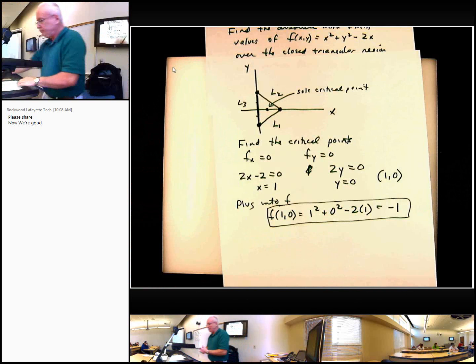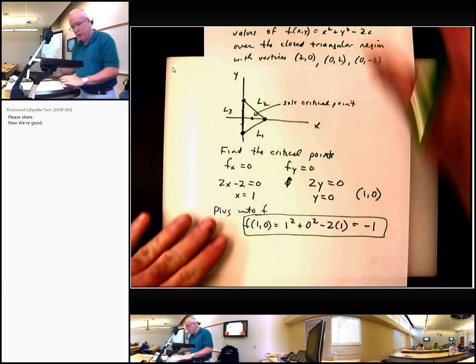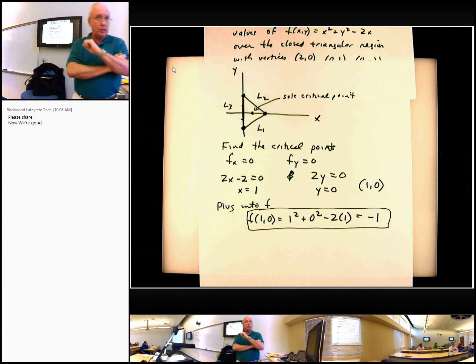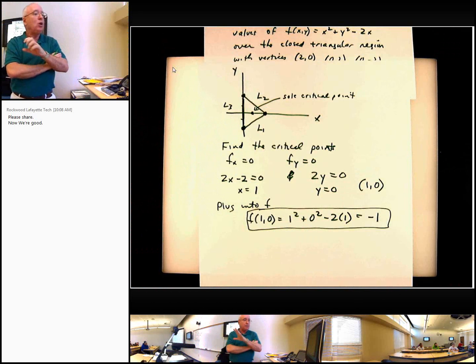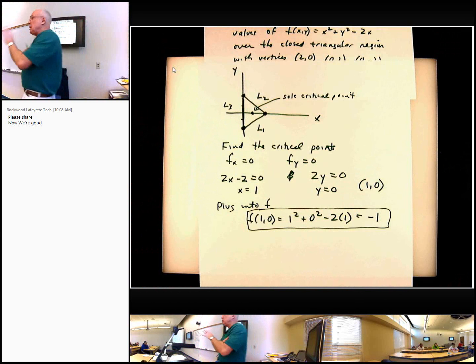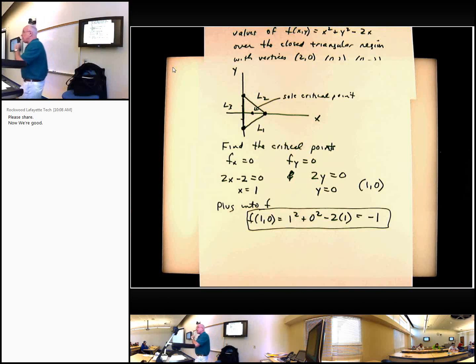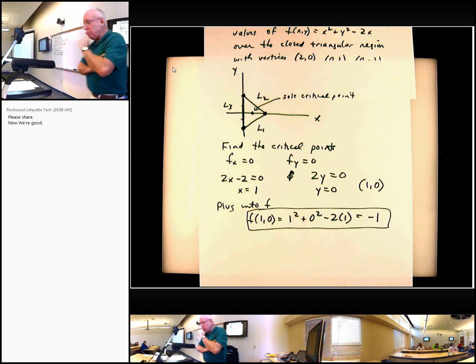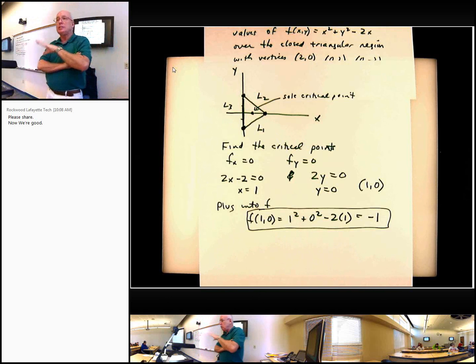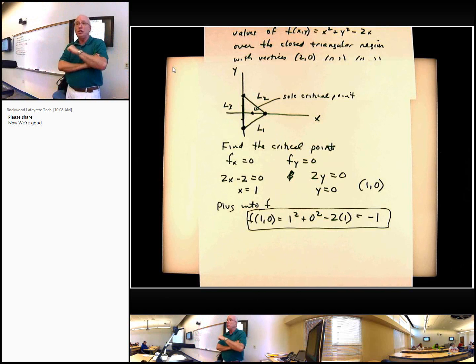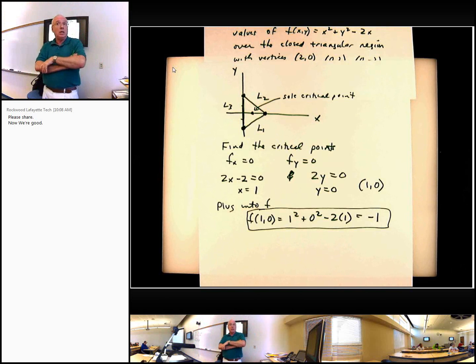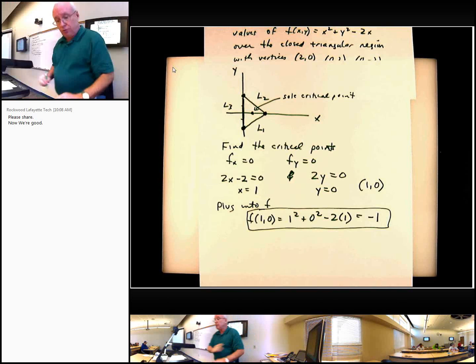Now comes the trickier part. Now we have to look at all three boundary lines here and obtain what kind of values this function has on the three boundary lines. So the first thing I want to do here is to get equations for these three boundary lines. Notice they're all straight lines, so we can just use our y equals mx plus b formula to get the equations of these boundary lines.